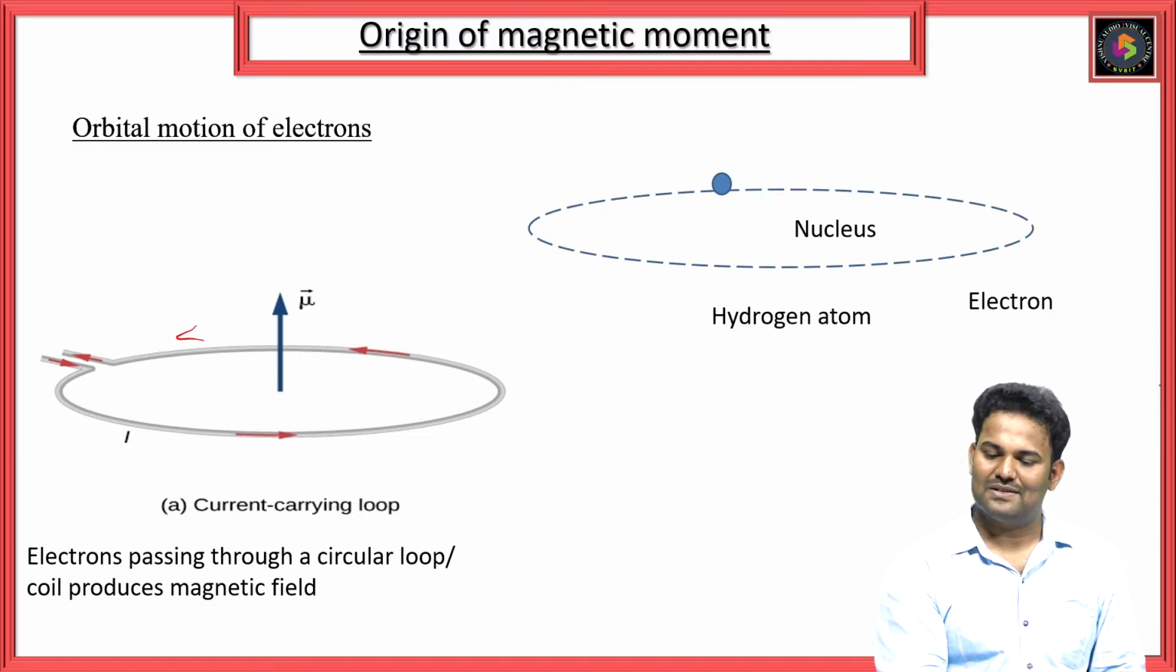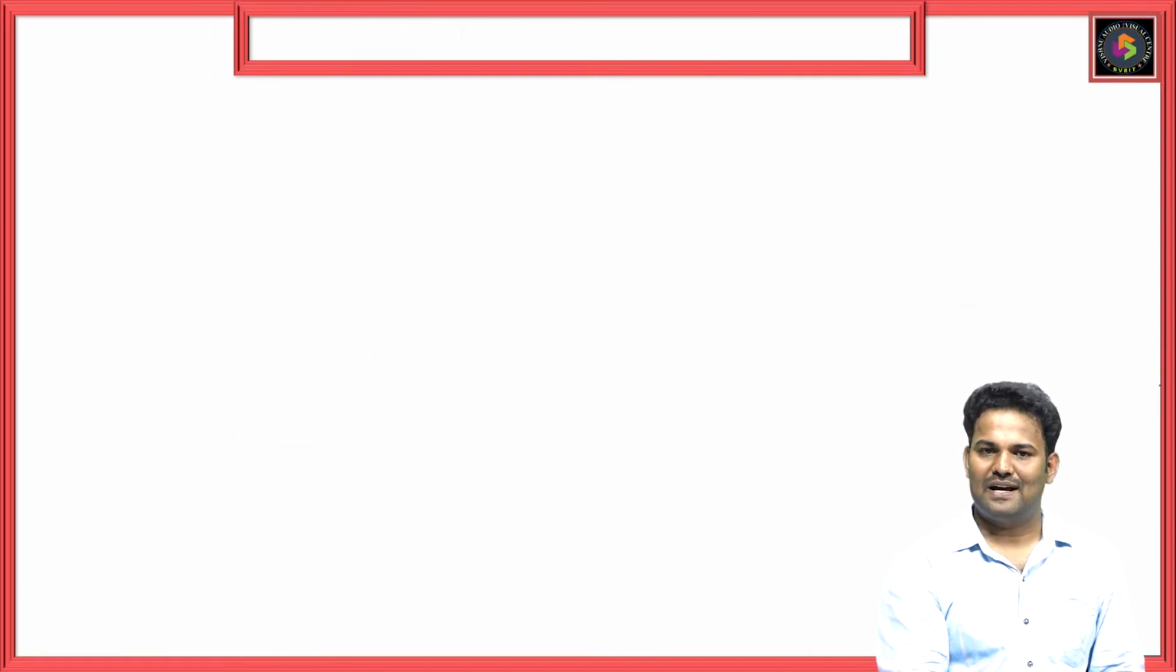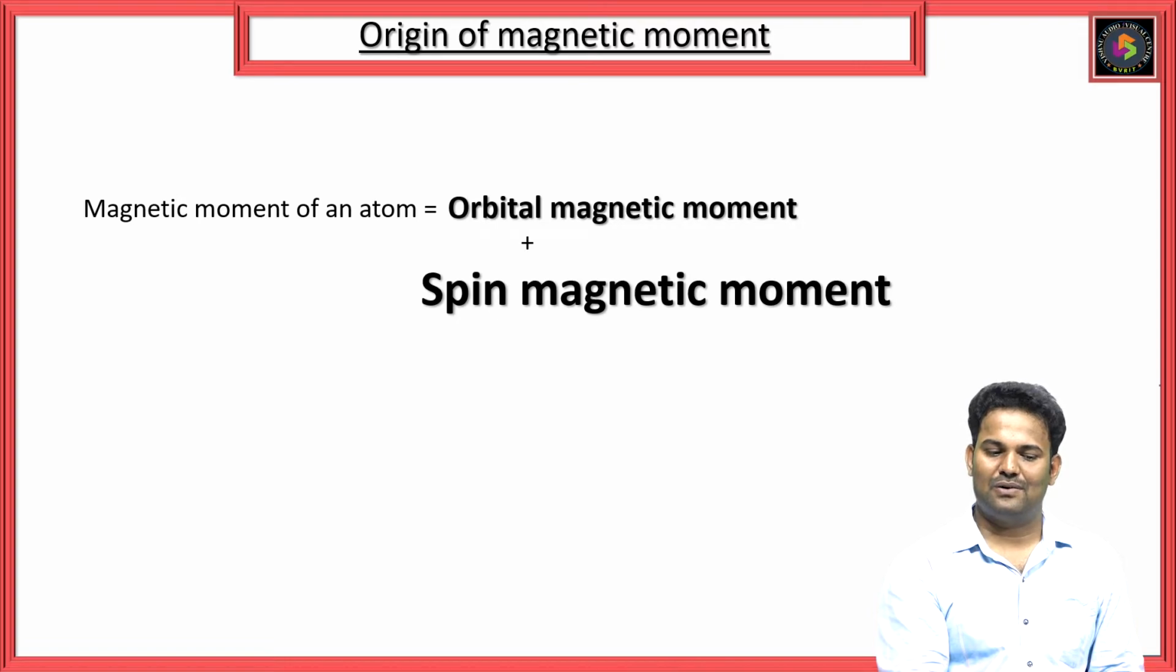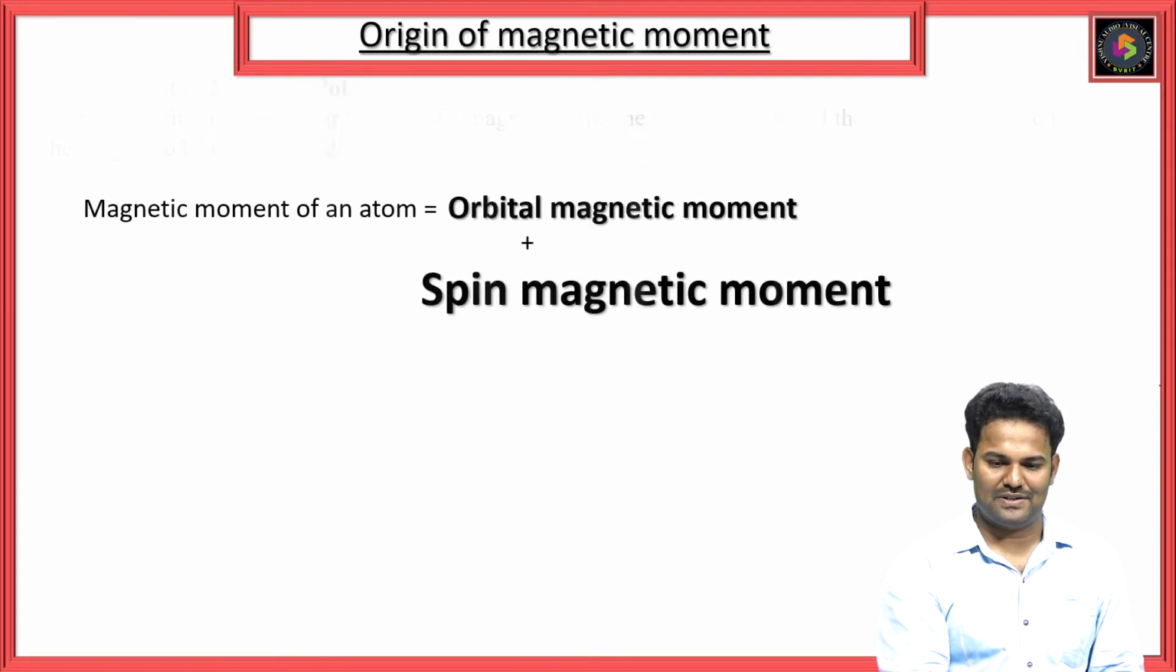Similarly, when you consider one hydrogen atom, the electron is revolving around the nucleus, which also produces the spin. So the electron revolving in the orbital also produces a magnetic field. Then the total magnetic moment is equal to the orbital magnetic moment plus the spin magnetic moment. So the total magnetic moment of an atom is considered as orbital magnetic moment plus spin magnetic moment. Here we can see the basic fundamental definitions. That is the origin of magnetism as a whole.